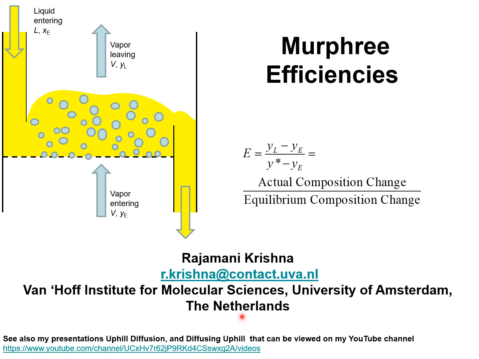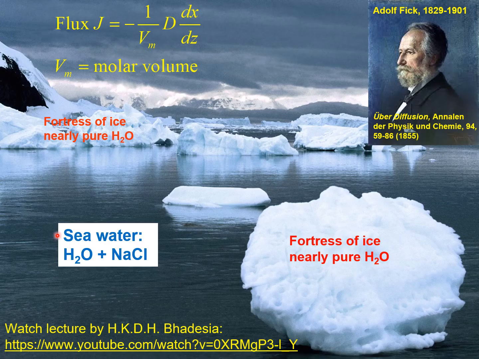We proceed with our analysis by pointing out the limitations of the Fick's law of diffusion. Here is a picture taken in the Antarctica showing fortresses of ice containing nearly pure water happily coexisting with seawater containing salt. Apparently, the Fick's law of diffusion does not seem to apply here because there is no diffusion of sodium chloride into the ice fortresses. Let's examine the reasons why.